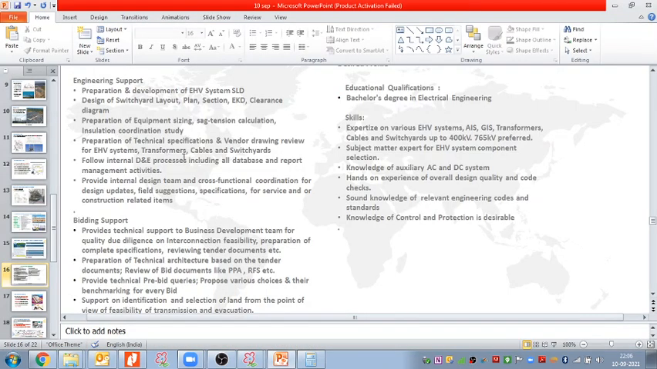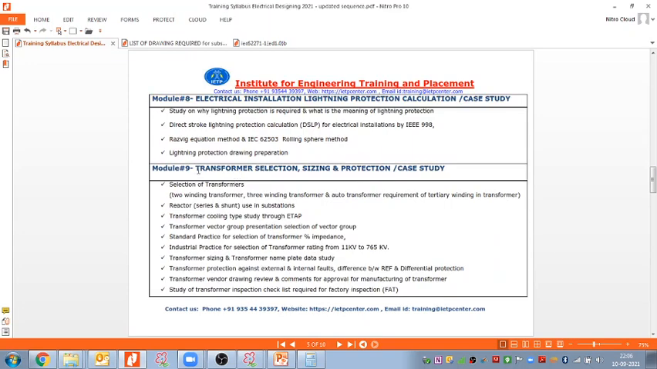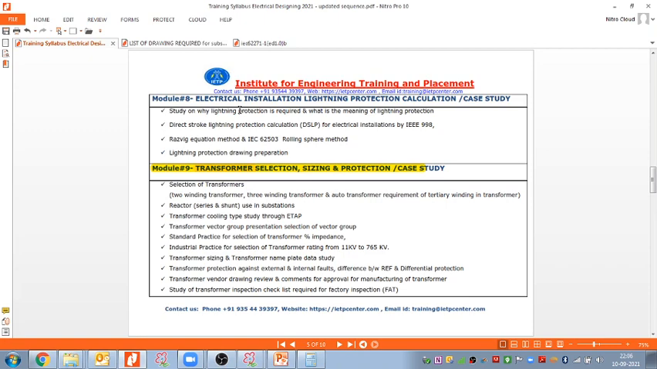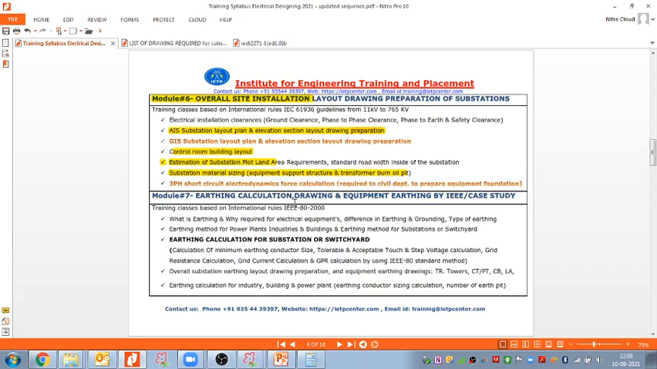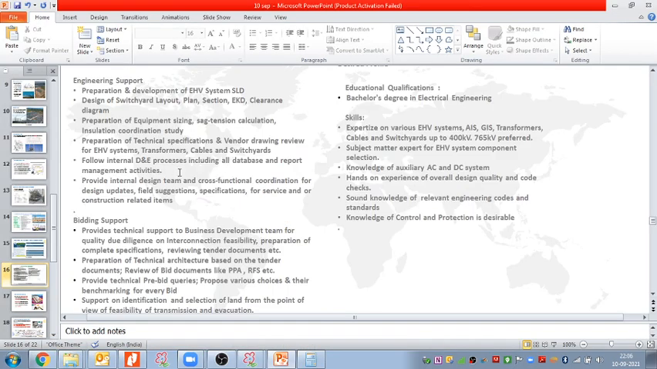EHV system, transformer, cable and switchyard. So for the transformer we have a dedicated module. The vendor drawing review, selection, sizing of transformers we are also discussing in the syllabus. Cable and switchyard, so for cable we have one dedicated module for the cables only. So cable selection, sizing, that also we are covering. Okay, and design engineering process including all database, report management.